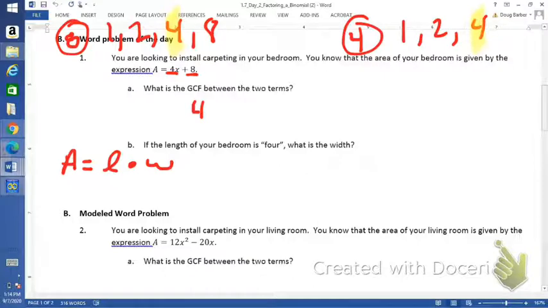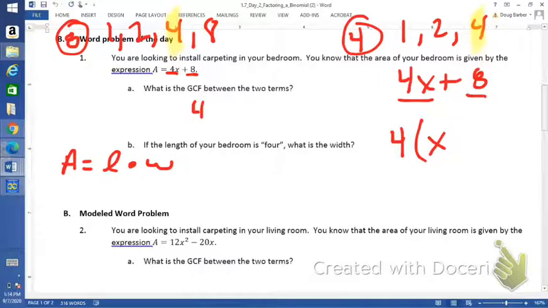So we're going to continue our steps from above. So we know that 4 is our greatest common factor. We're going to take that and write that outside the left parenthesis. I'm going to put the 4x plus 8 here. Okay, so 4 times what gives us 4x? Well, that's just going to be 1x. So 4 times x gives us 4x.